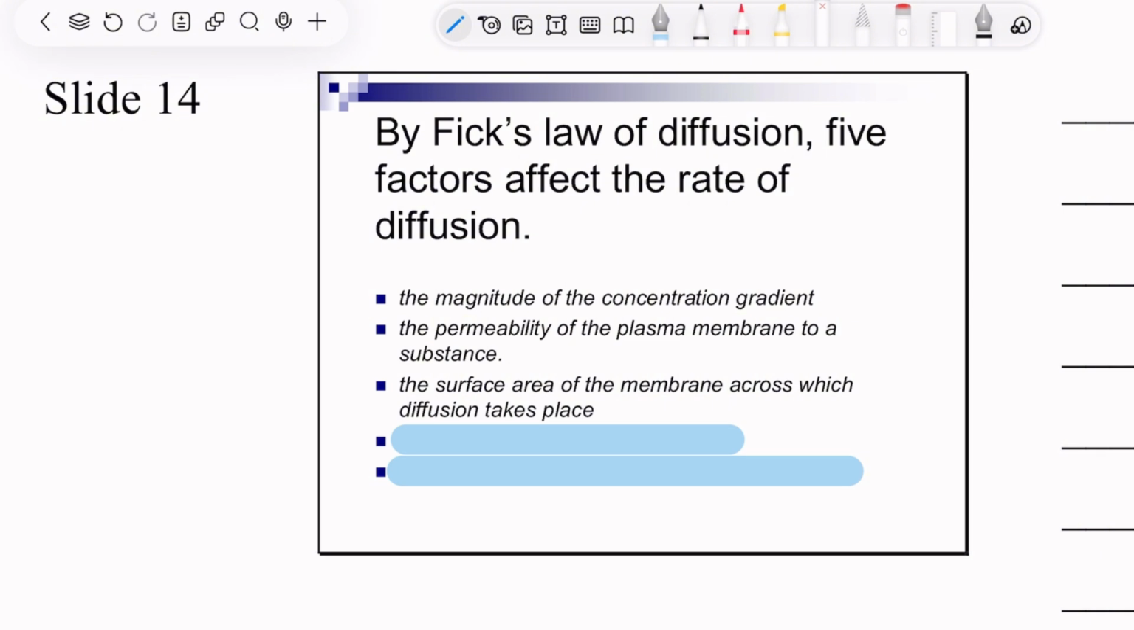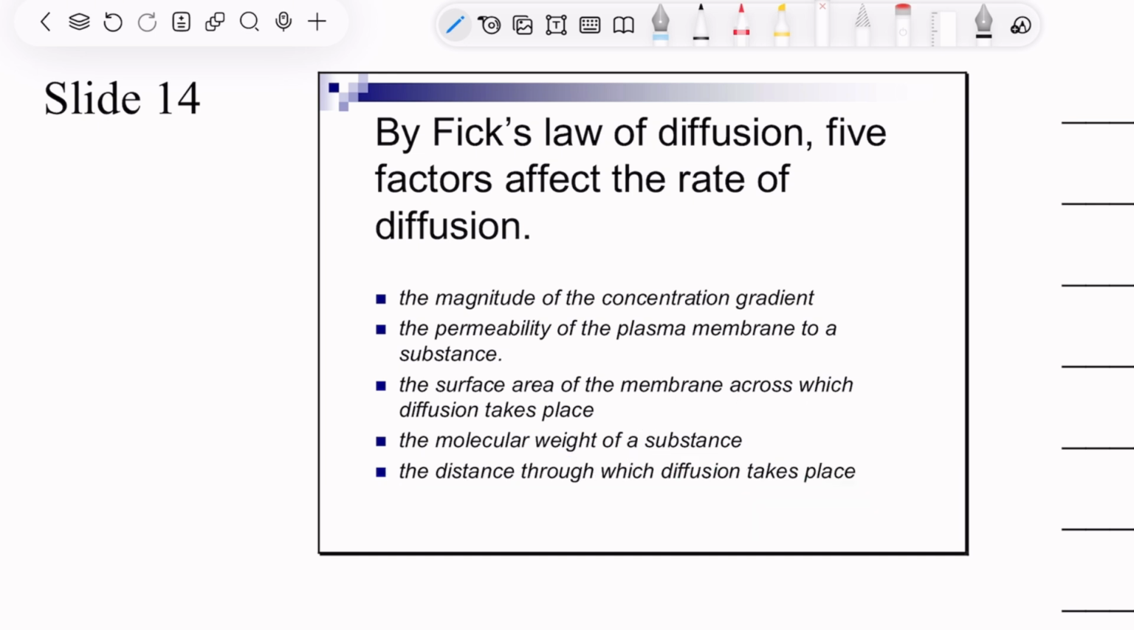Three, the surface area of the membrane across which diffusion takes place. A larger membrane surface area provides more space for diffusion, leading to an increased rate of diffusion. Four, the molecular weight of a substance. So smaller molecules diffuse faster than larger ones. The lower the molecular weight, the quicker the diffusion. Finally, five, the distance through which diffusion takes place. So the shorter the distance the molecules need to travel, the faster the rate of diffusion.